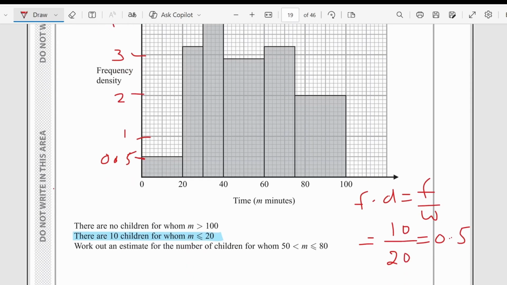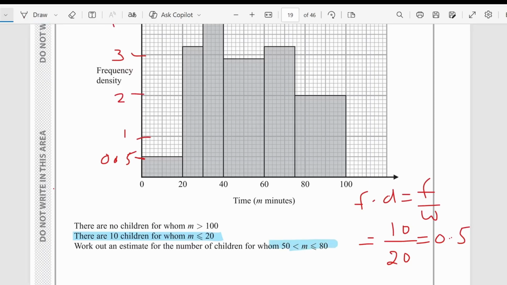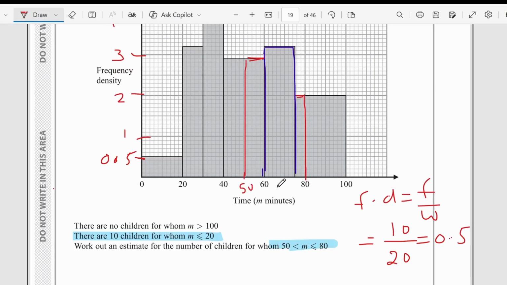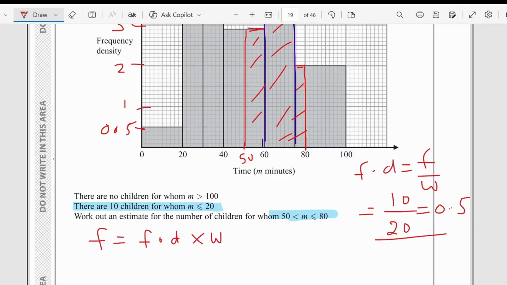To find the number of children between 50 to 80, we'll get the bar. For this one between 50 to 80, we have different widths and different heights of the bars. So we are going to take them separately to find the frequency of all of these. The formula of the frequency is frequency equals frequency density times width.